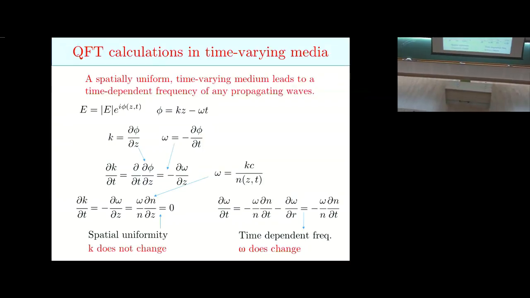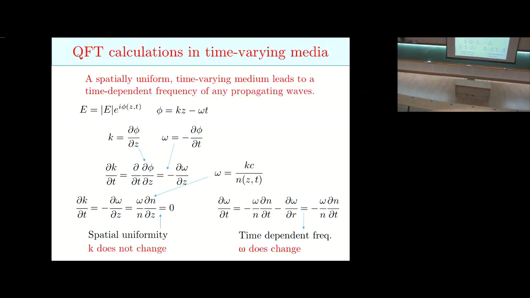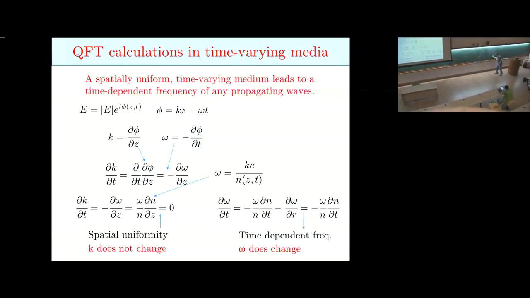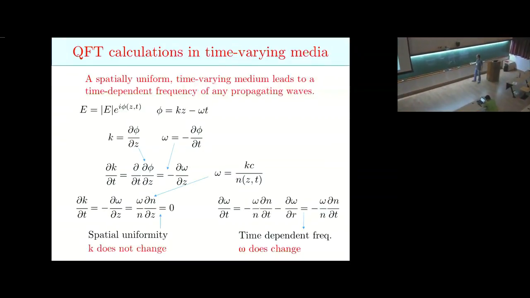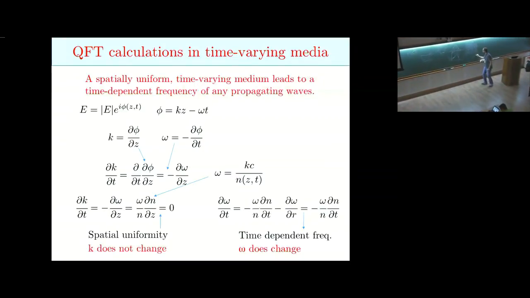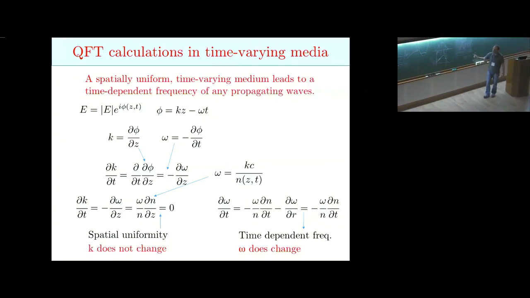Sure, but in this case, the refractive index perturbation that I have in here is of the form, probably I'd write it as a function of Z minus VT. But that's not what I'm considering here. And it's something very valid, something that you can certainly do.